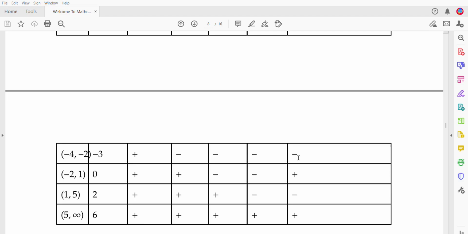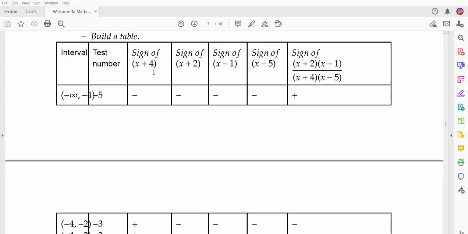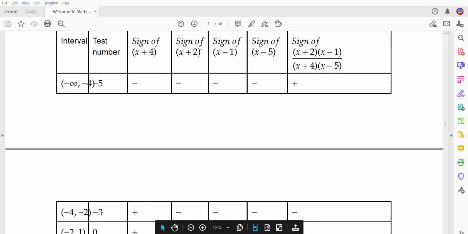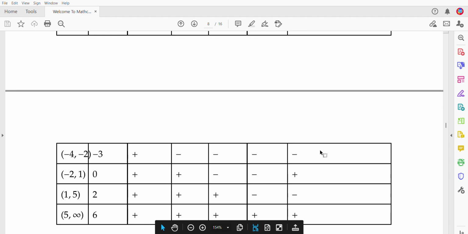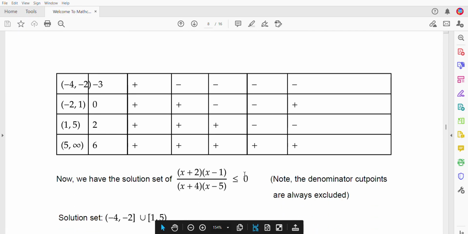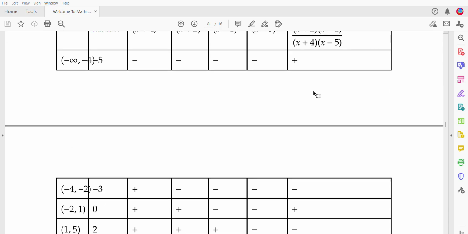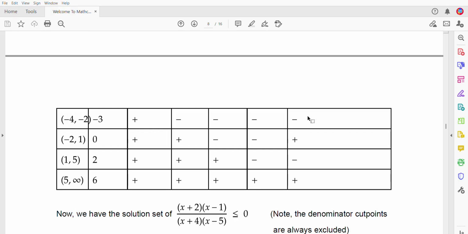Likewise, I plug in negative 3. Negative 3 plus 4, positive. Negative 3 plus 2, negative. Negative 3 minus 1, negative. Negative 3 minus 5, negative. So you see, I have 3 negatives, I get a negative. Likewise, plug in 0, 2 and 6. Now go back to the question. The question is less than or equal to 0. So I need to be negative. Okay. So I have the second interval and the fourth interval, these two intervals.